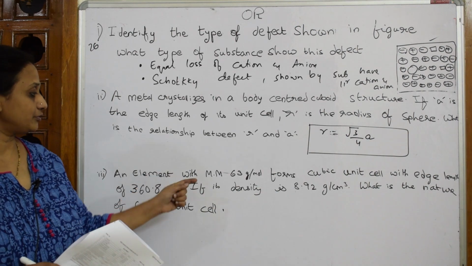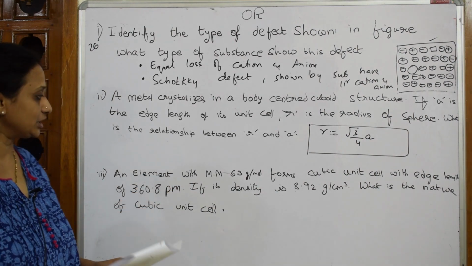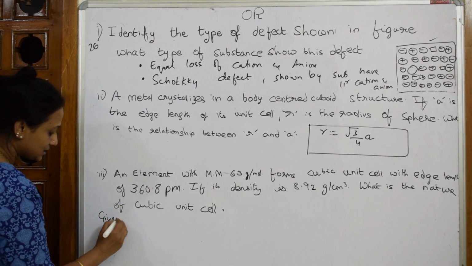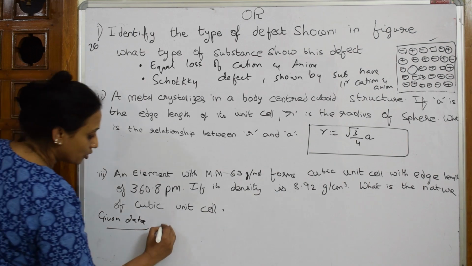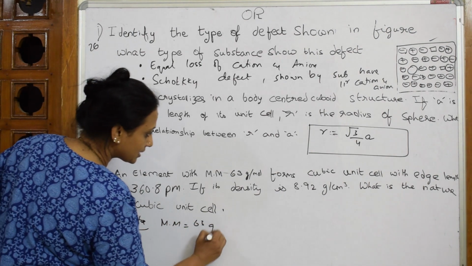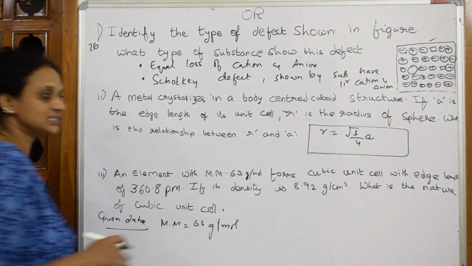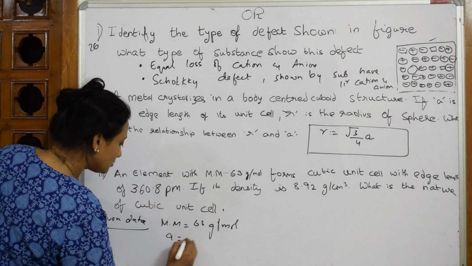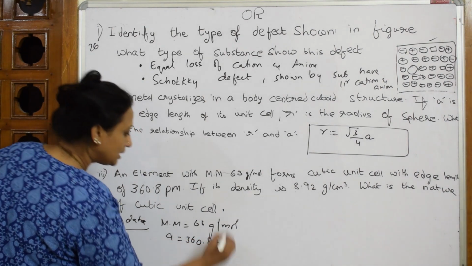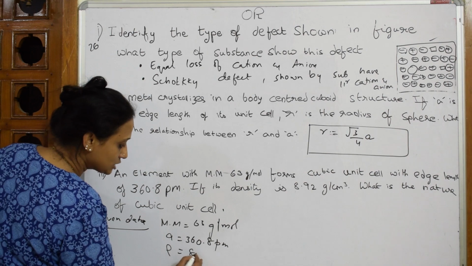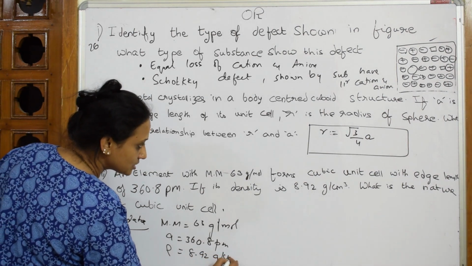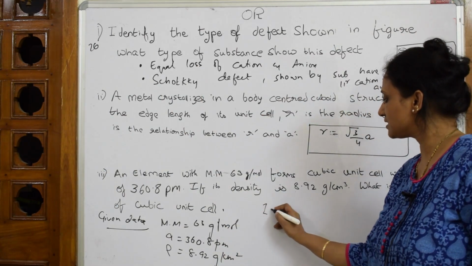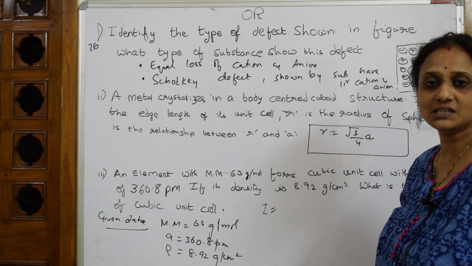Let us see this question. An element has a molecular mass of 63 gram per mole. Okay, molecular mass is given to me. Let us write that data. Given data is molecular mass is 63 gram per mole. Then it forms CCP, cubic close packing, with edge length a equal to 360.8 picometer. If the density, that is rho, is equal to 8.92 gram per centimeter cube, what is the nature of cubic unit cell? I need to find the nature, nothing but Z. If I calculate the number of atoms, then I can automatically say what is the nature.